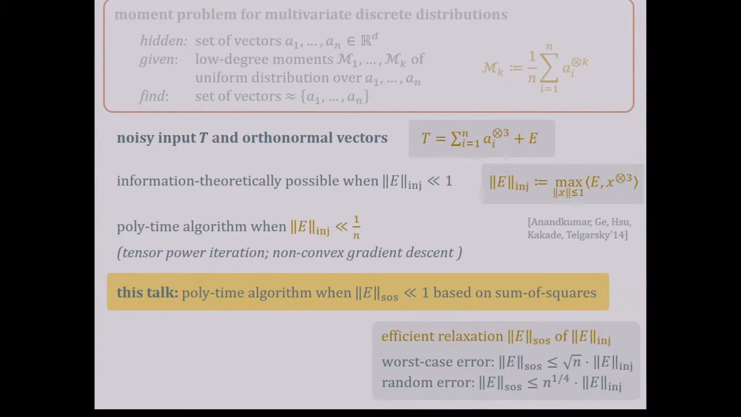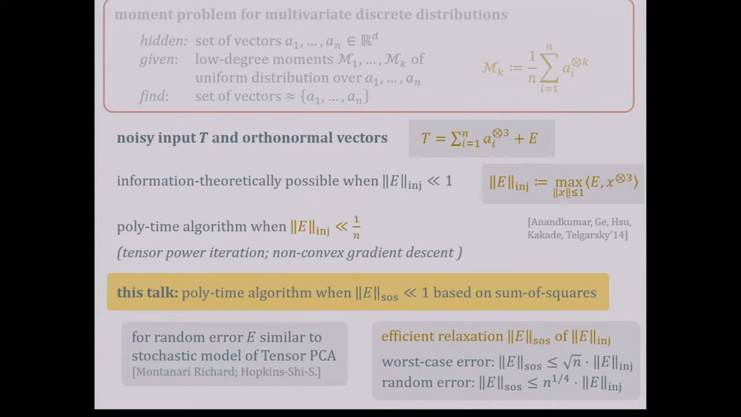There's a gap of at least root n. And it turns out that if you know that the error is random, let's say chosen from an independent Gaussian distribution, then the sum of squares norm is at most n to the 1/4 larger than the injective norm. That means there's only a gap of n to the 1/4 to what's information theoretically possible.